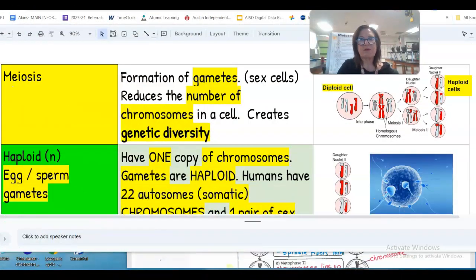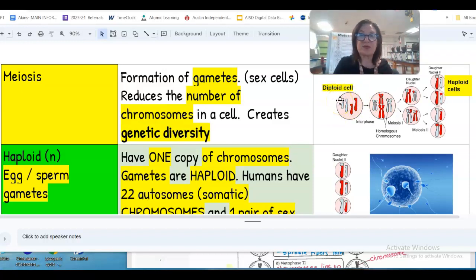So now we're going over our vocabulary. The first thing you're filling in is meiosis, and this is the formation of gametes. And gametes are going to be your sex cells, like your egg and your sperm. So what happens is we're going to reduce the number of chromosomes in a cell and this is going to create genetic diversity. So we have a cell here, if you look in the front here, a diploid cell, and we'll get to what that means. But notice how it has 4 chromosomes, 2 blue and 2 red.